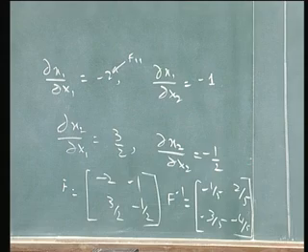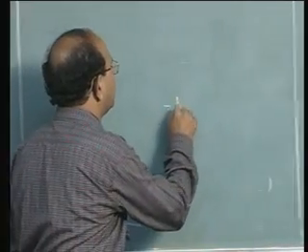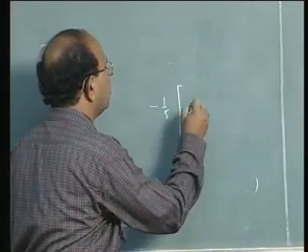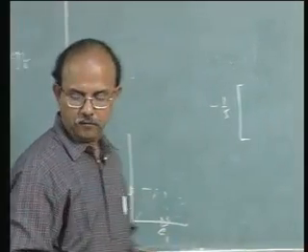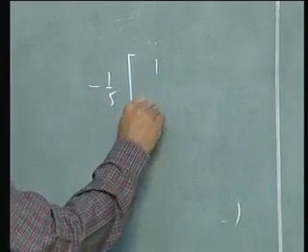So calculate what happens to B. What's the answer? Minus 1 by 5, minus 1 by 5 into 1, 3.